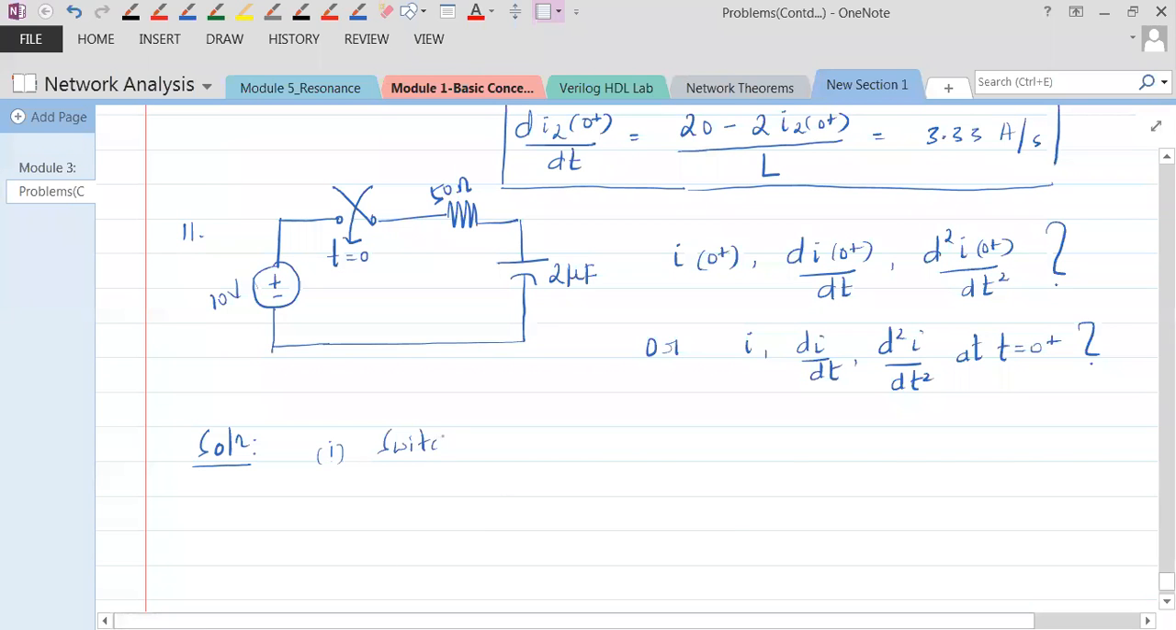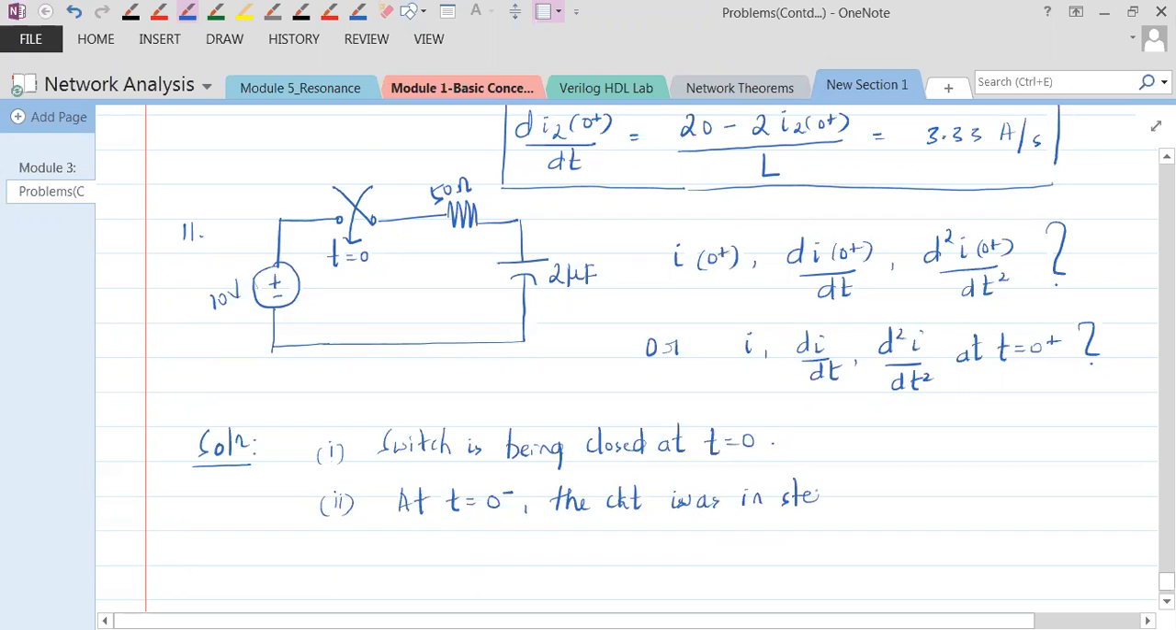Here in this problem, the switch is being closed at t equal to 0. So at t equal to 0 minus, the switch was open for a long time, isn't it? So that means at t equal to 0 minus, the circuit was, let's say, in the past we are saying, in steady state.